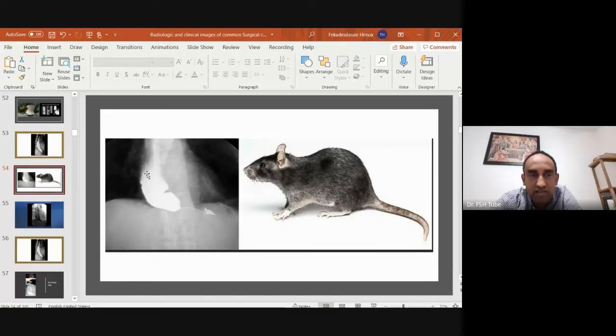It appears as if a rat is sleeping here. This is the body of the rat. This is the tail of the rat. Rat tail appearance, guys. And you see the diaphragm here? That's how you know you are dealing with the esophagus. This is the diaphragm here, guys.